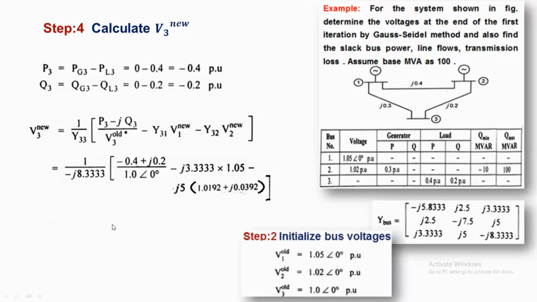Now all the values are substituted, then calculate using the calculator. The answer becomes V3 new is equal to 1.0075 minus j0.0244. Then convert this rectangular form into polar form. Rectangular to polar conversion: 1.0078 angle minus 1.39.